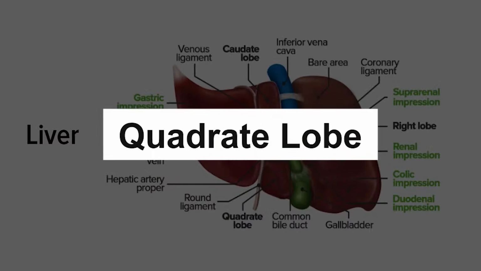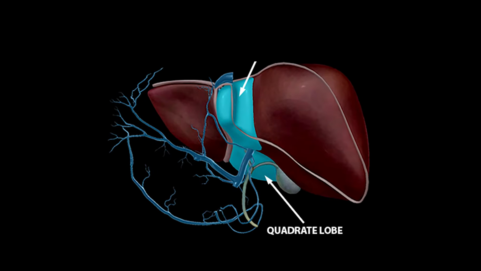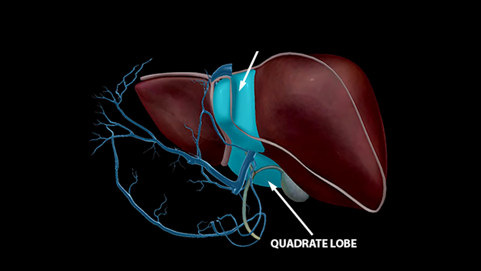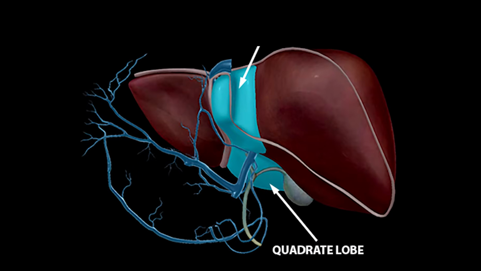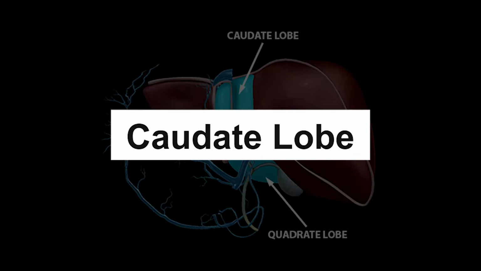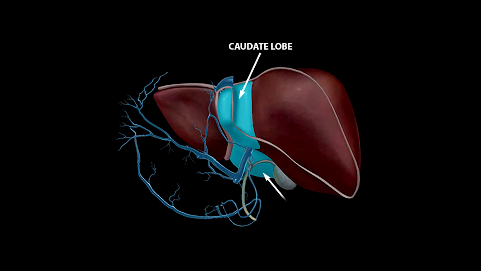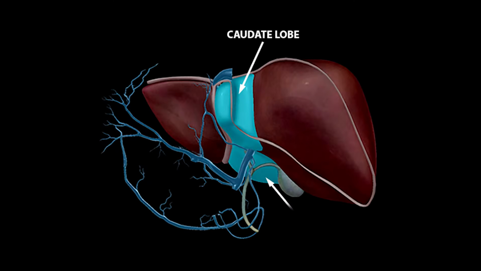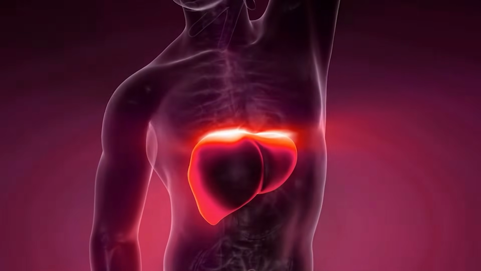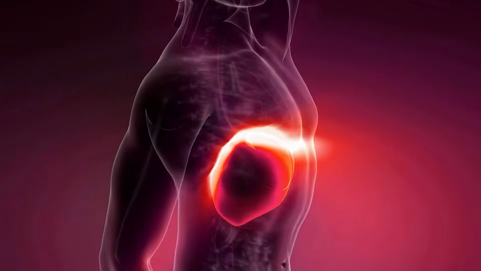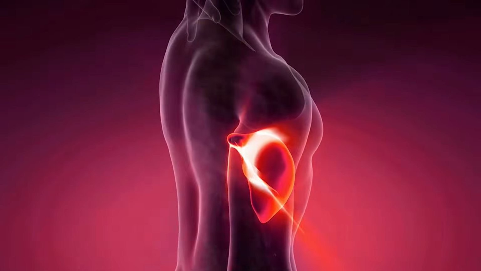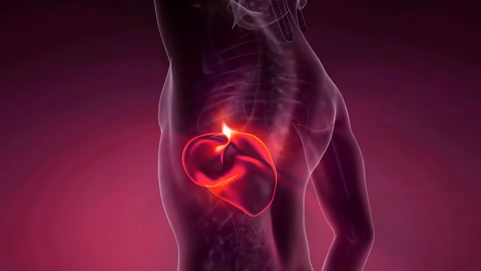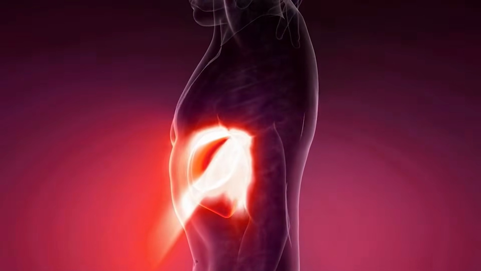Quadrate lobe. This small, square-shaped lobe is found on the undersurface of the liver, adjacent to the gallbladder. It is sometimes considered a separate lobe. Caudate lobe. The caudate lobe is a small, tail-like extension of the liver that is located on the posterior surface of the liver, near the vena cava. These lobes and segments give the liver its complex and irregular shape. While the overall shape of the liver is often likened to a triangle, it is more accurately described as a multi-lobed, wedge-like organ with these distinct parts.